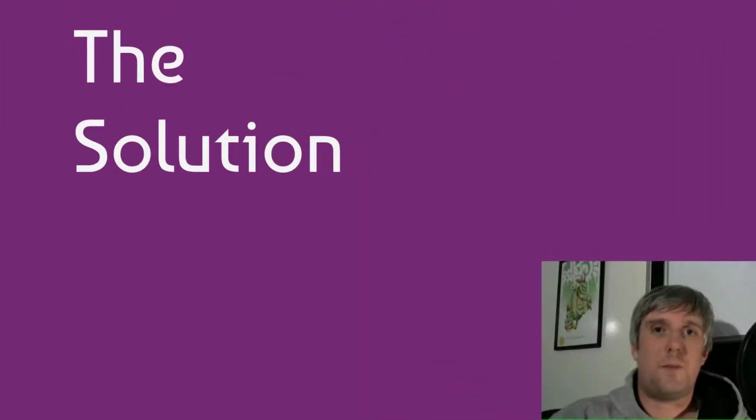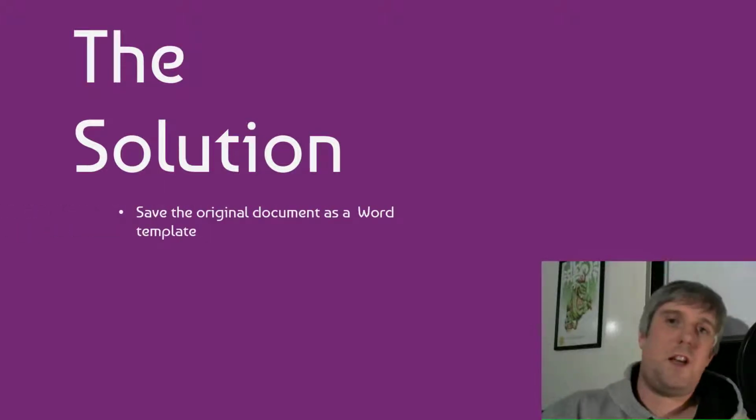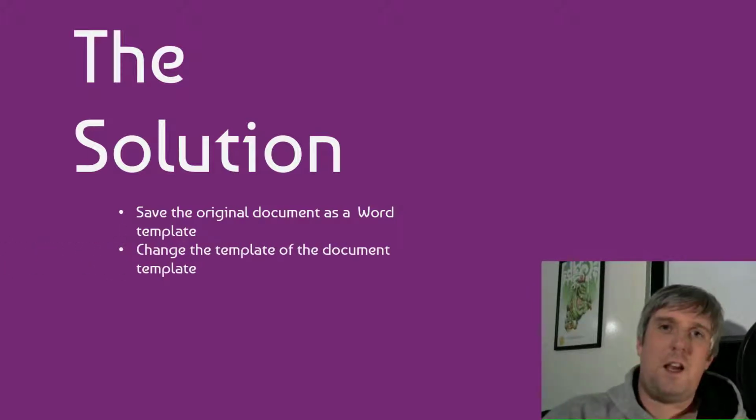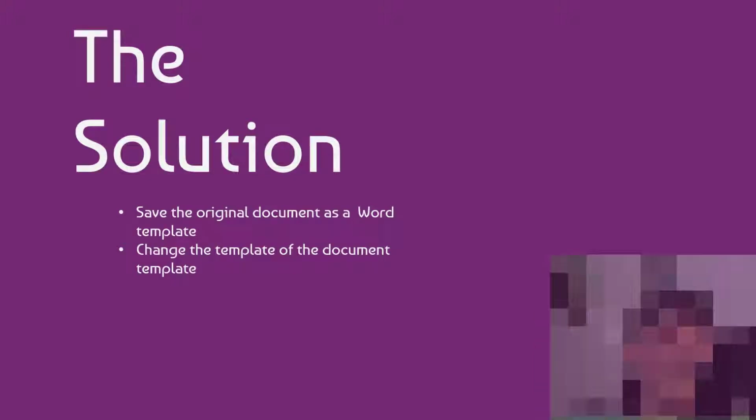So now that we've seen what the problem is, how do we make things a bit easier on ourselves to get the format exactly right in the document template? Well, what I found is that you can save the original document as a template in Word. And then from the developer tab, you can actually change the template of the document that you generated from Dynamics 365 for customer engagement. So I'll go ahead and show you how to do that now.